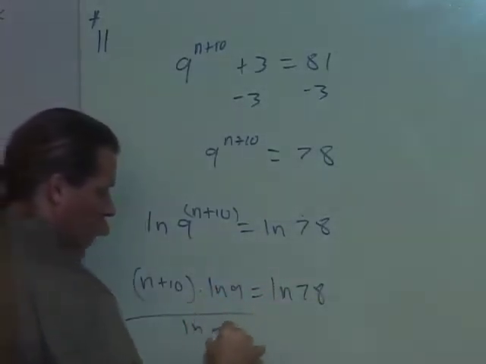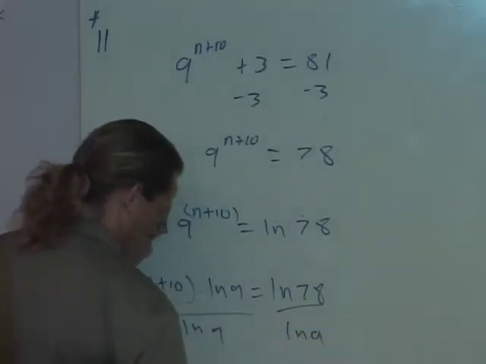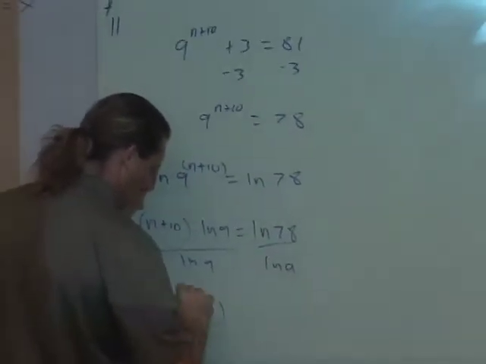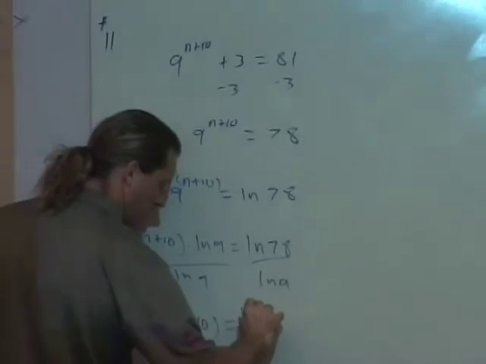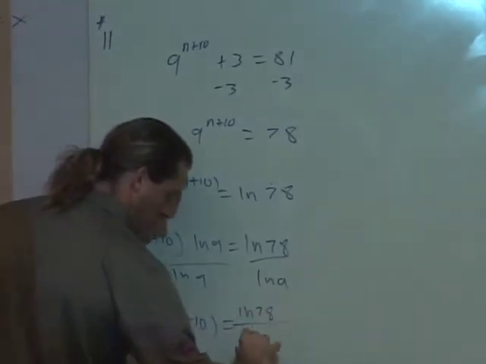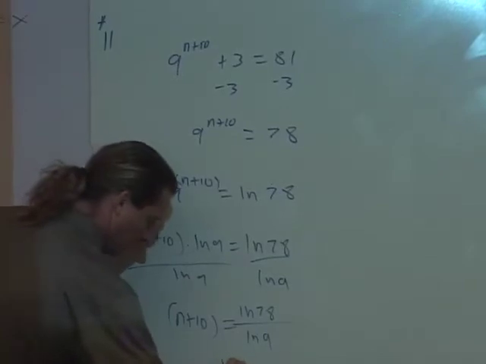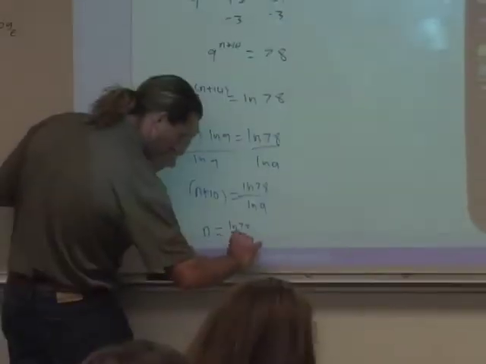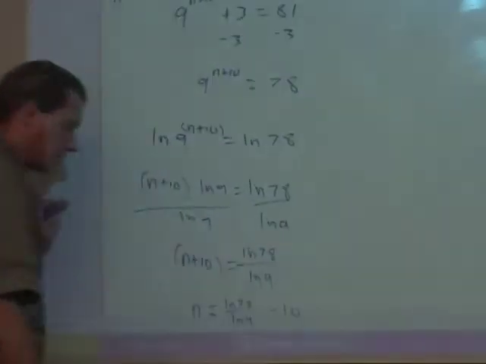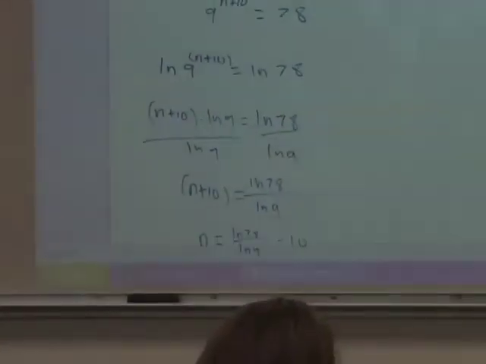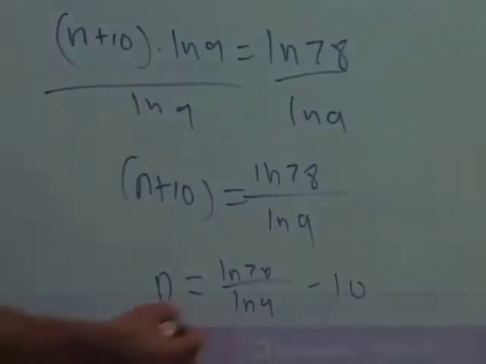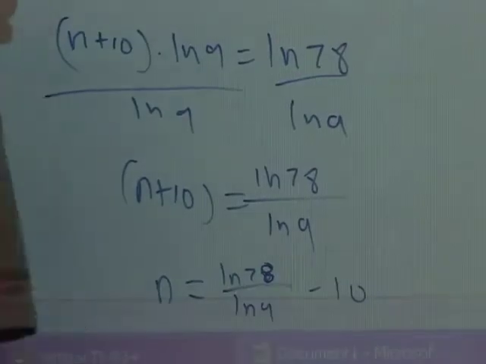Divide by the natural log of 9. You get n plus 10 equals the ln of 78 over the ln of 9. So n will be equal to the ln of 78 divided by ln of 9, subtract 10 from the whole thing. That's a 78, even though it doesn't look like one. 78, sorry.